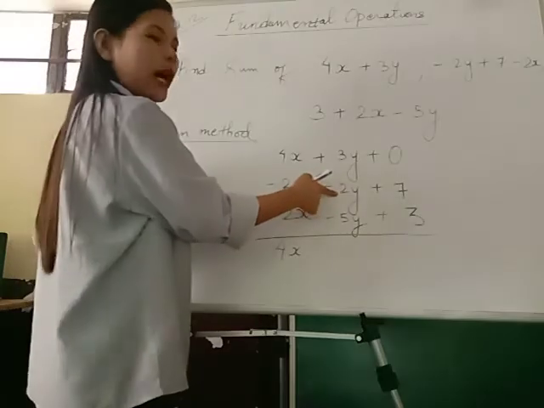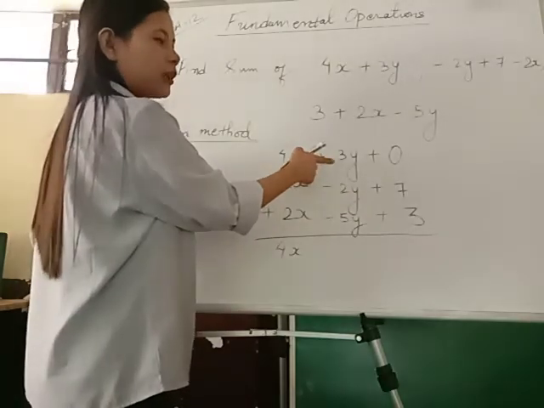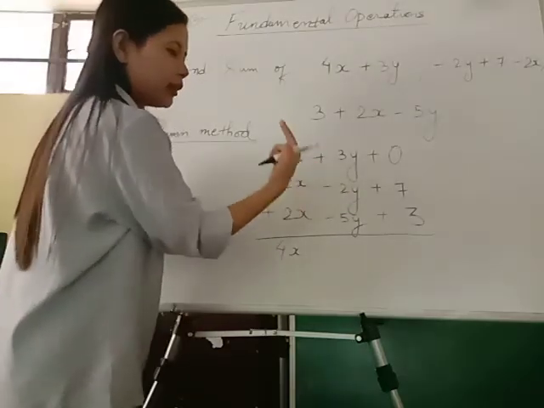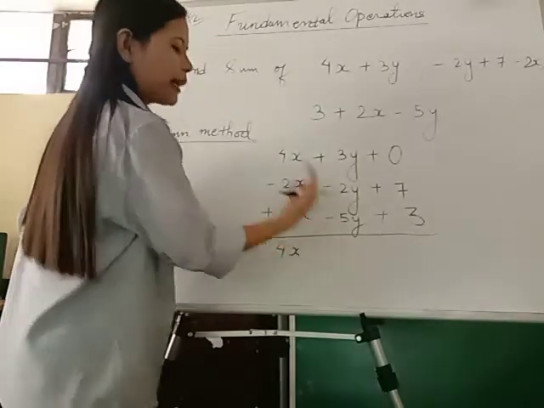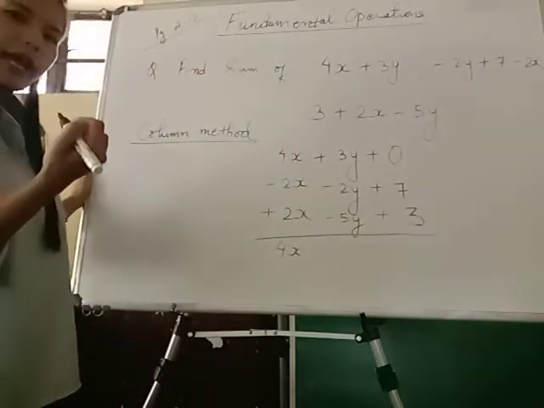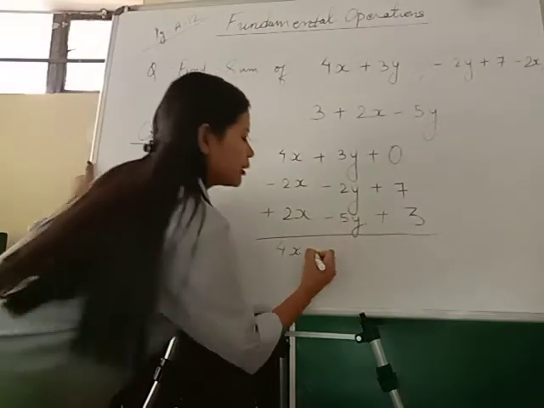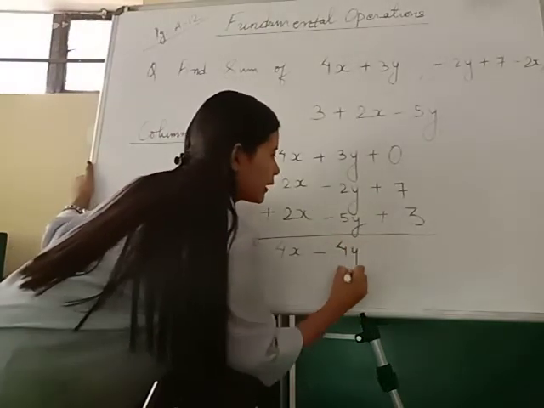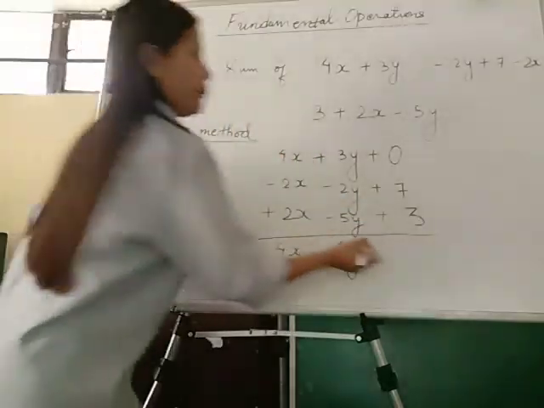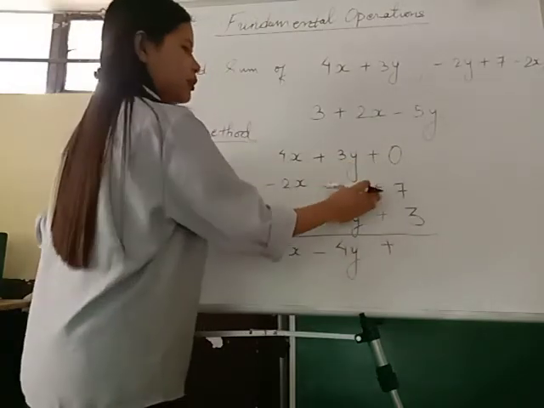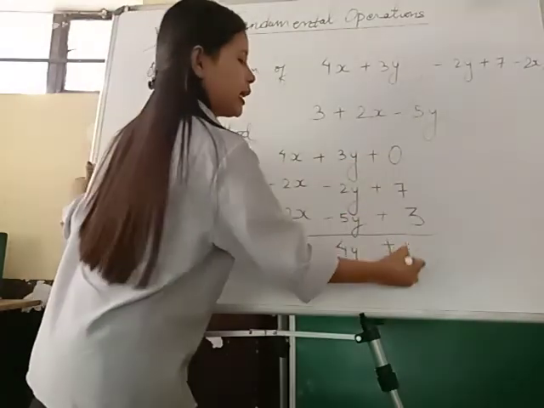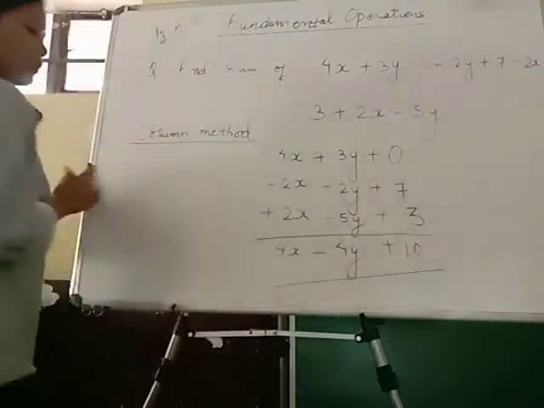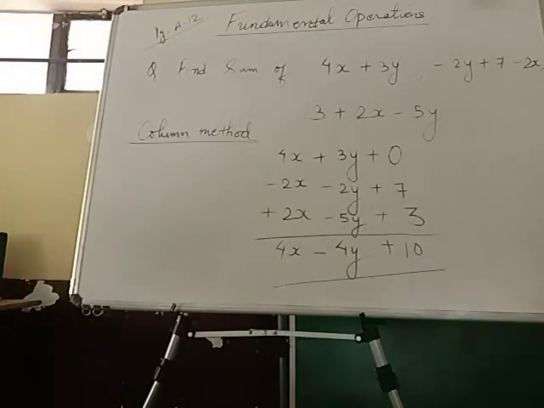So here we have a positive and a negative number. So we subtract. 3 minus 2 is 1. So 3 is the bigger number, so we get plus 1 here. Plus 1 minus 5. Positive and negative, we subtract. So 5 is bigger, so we get minus 4y here. Plus 0 plus 7. 7 plus 3, 10. So this is the final answer.